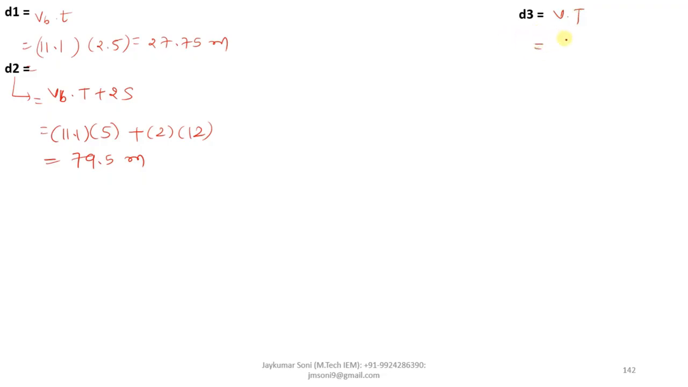And the third is d3, which is v into t. We have calculated v as 16.67 and t is given as 5, so it will be 83.35 meters.